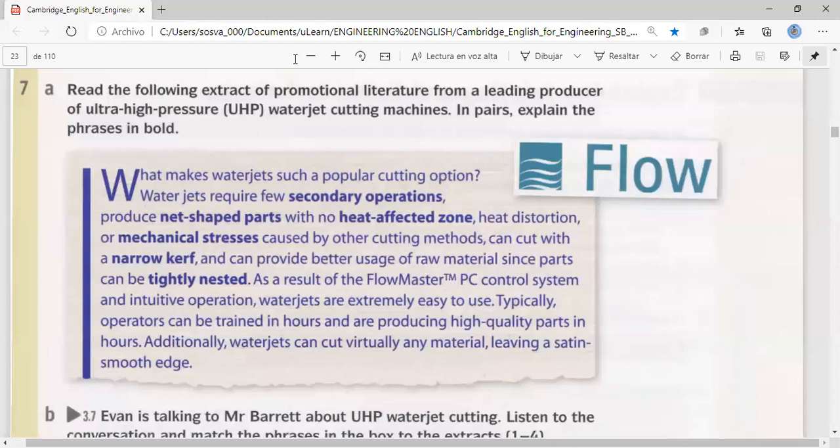Of course, it depends on the material's resistance and toughness. Yes. Materials resistance. Okay, perfect.